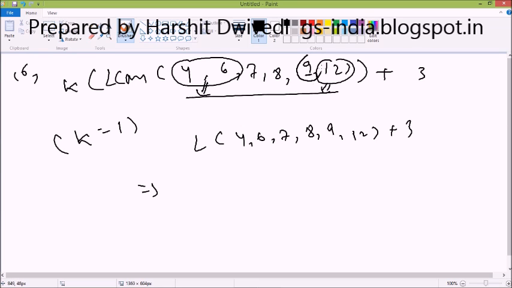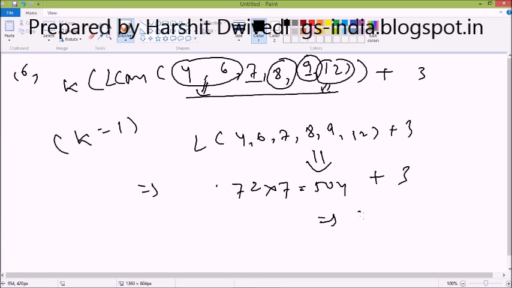Then in 36, 9 also comes. Then in order to include 8 in this 36, 4 is already there, and 8 is 4 into 2, so we will multiply this 36 by 2, it becomes 72, and 72 into 7 becomes 504, and this will be the LCM of this quantity. And in this 504 I am going to add 3. My answer will be 507. I have done nothing but calculate the LCM of 4, 6, 7, 8, 9 and 12. How have I done this?